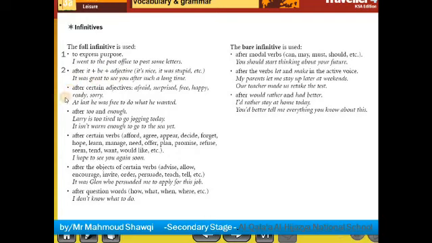Okay, and number 3, after certain adjectives. After these adjectives, afraid, surprised, free, happy, ready, and sorry, we use the full infinitive, to plus the verb. At last he was free to do. He was afraid to do. He was happy to do.